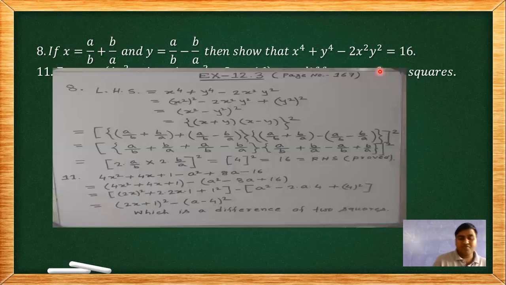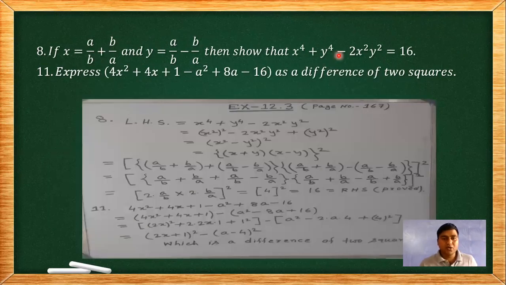So the left hand side is x to the power 4 plus y to the power 4 minus 2x²y². We write x to the power 4 as (x²)² minus 2x²y² plus y to the power 4 as (y²)². Now this is the formula: a² minus 2ab plus b², this is (a minus b)². So this is (x² minus y²)². We know x² minus y² equals (x plus y)(x minus y), and whole square.